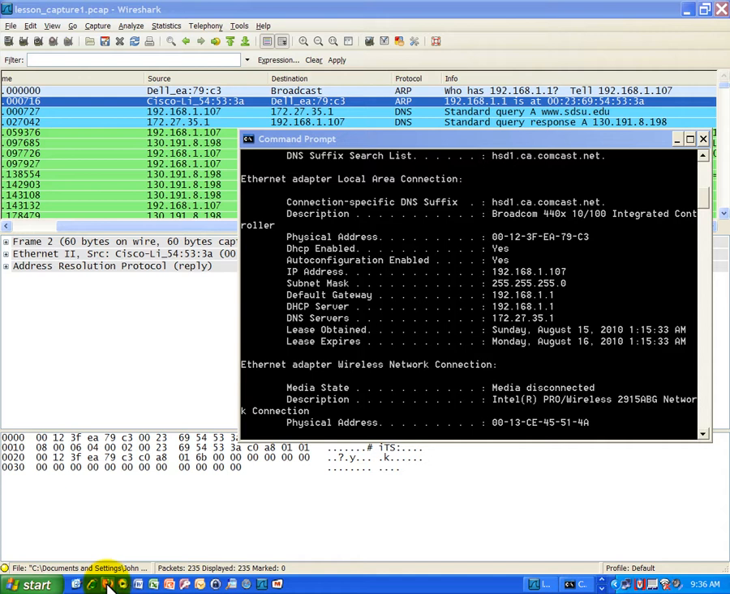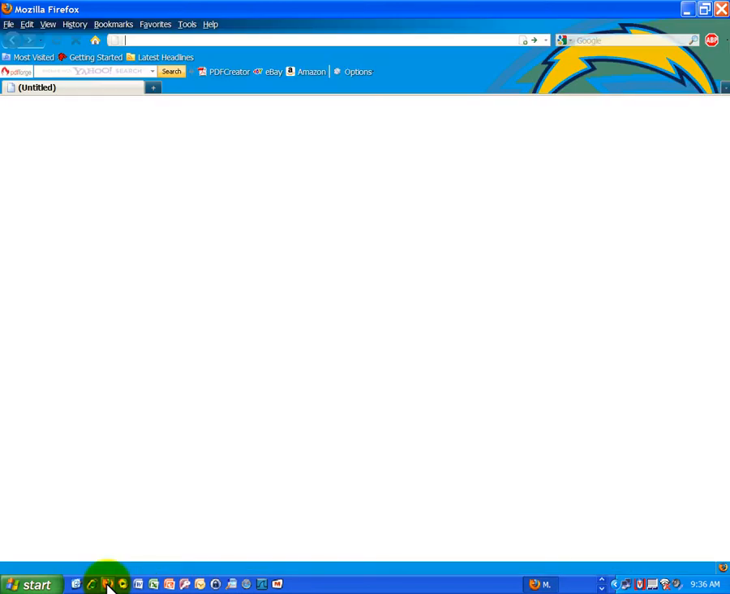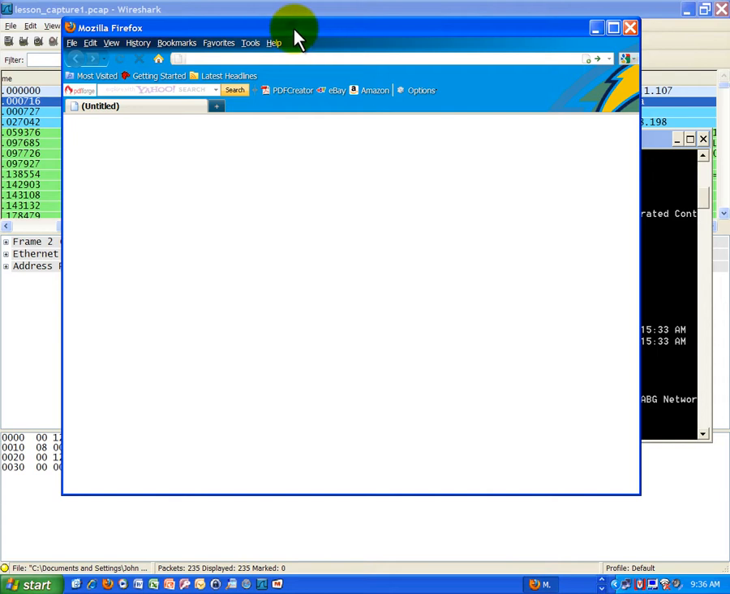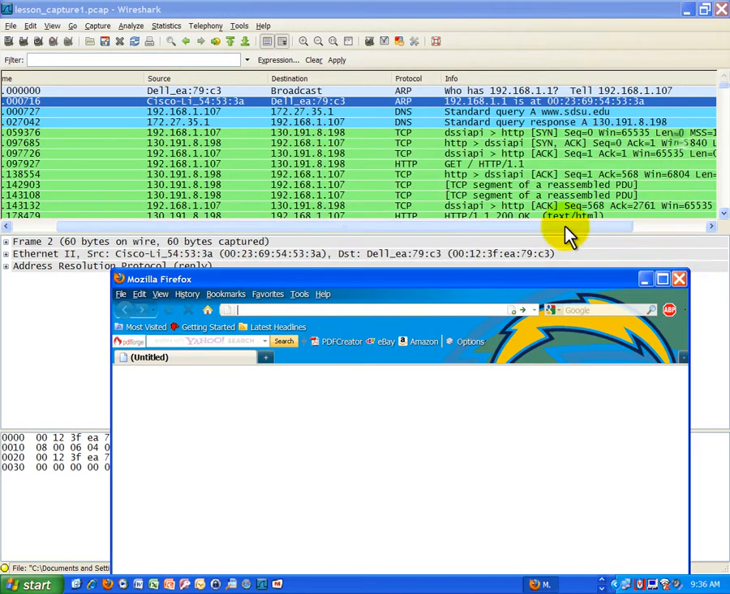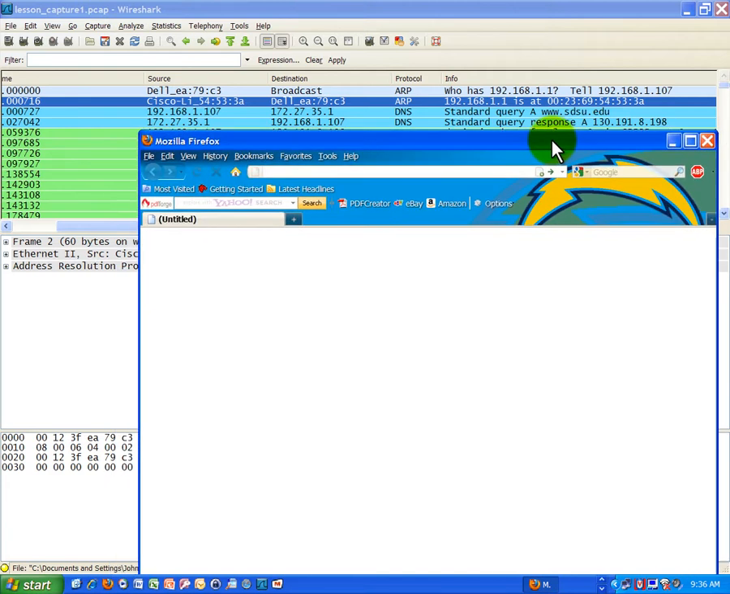All this stuff is happening behind the scenes, and the user never would even know it unless they were studying this. Okay, so let's try it. I'm going to make this screen a little smaller so we can see both things at once. I'm going to go ahead and minimize that prompt. Here we go. So I'm going to type this IP address in and let's see what we get.